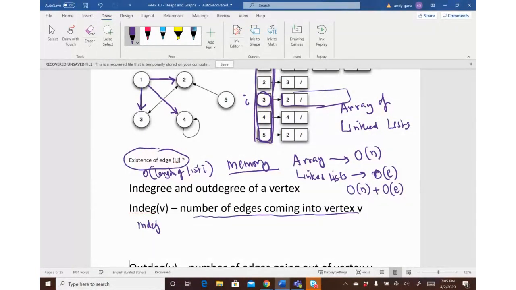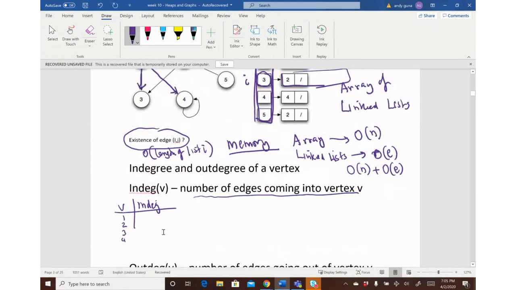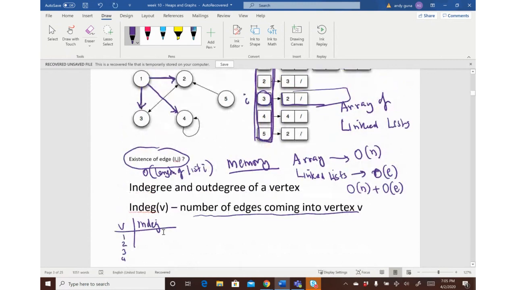So let's put it like this. We have vertices 1, 2, 3, 4, 5. And let's fill out the in degrees for each of these vertices. Now, in degree is the number of edges coming into vertex V.